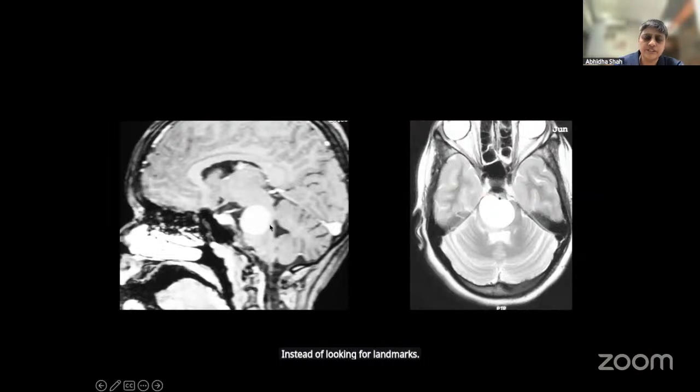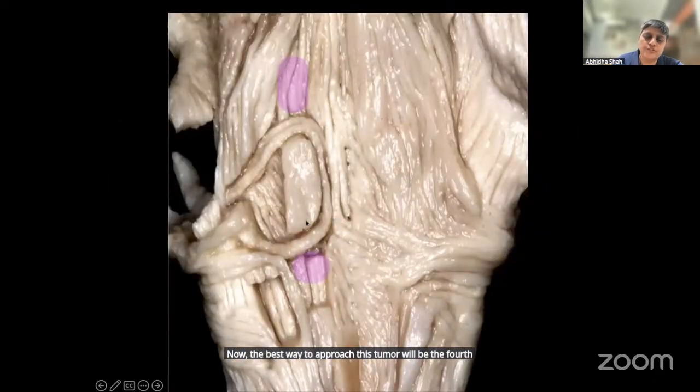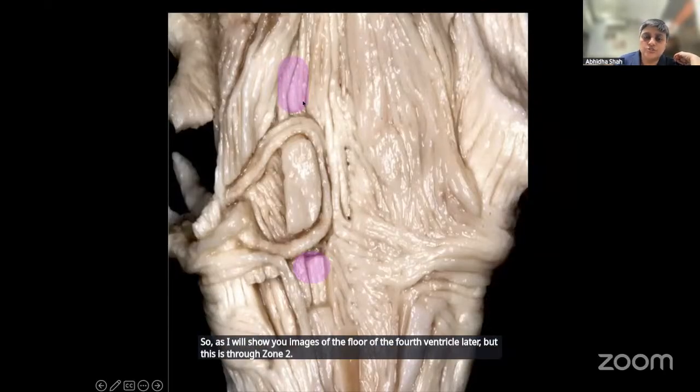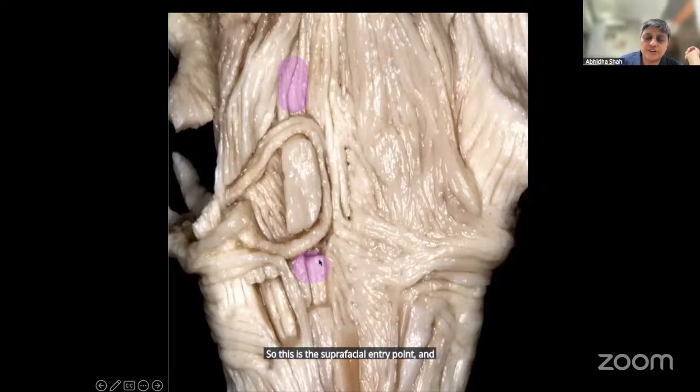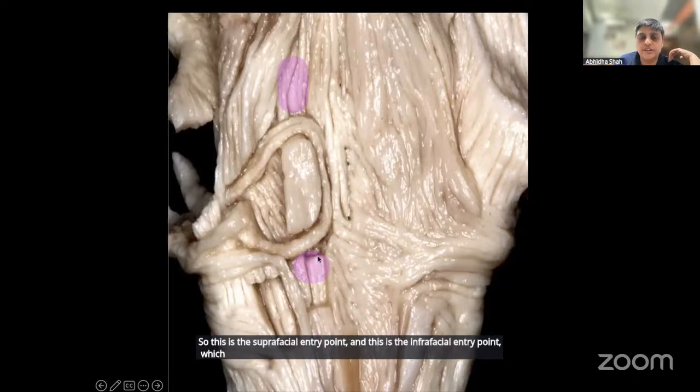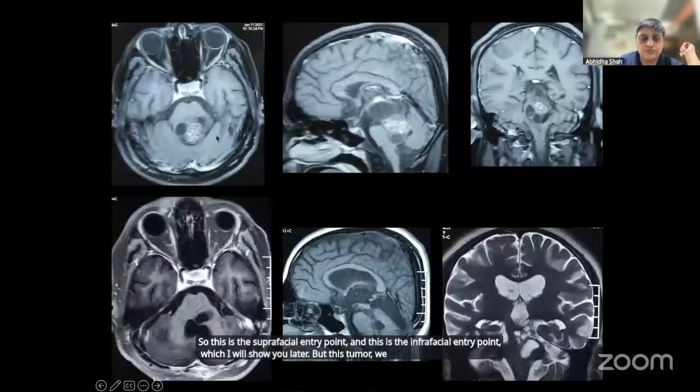A couple of interesting cases. This is a very interesting tumor. You see this is occupying the whole of the pons here. You see it is hyper on T2, and it is going right up to the ventral aspect of the pons. Now, the best way to approach this tumor will be from the floor of the fourth ventricle. I will show you images of the floor of the fourth ventricle later, but this is through zone 2. So this is the suprafacial entry point and this is the infrafacial entry point, which I will show you later. But this tumor, we can enter from the floor of the fourth ventricle.